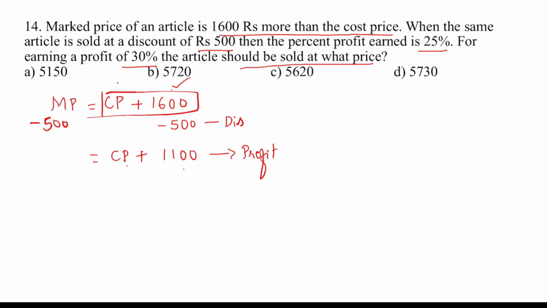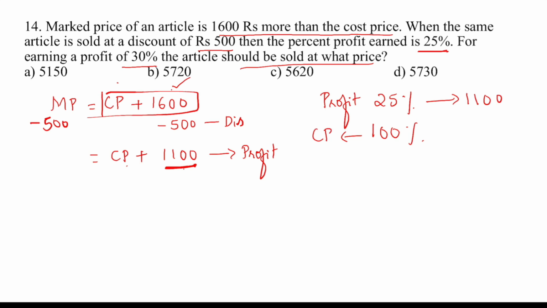So we know that the profit percent earned is 25%, and the profit in amount he has earned is 1100 rupees. That means a profit of 25% is equal to 1100 rupees. Then what is 100%? 100% will be our cost price, but we don't want the cost price.